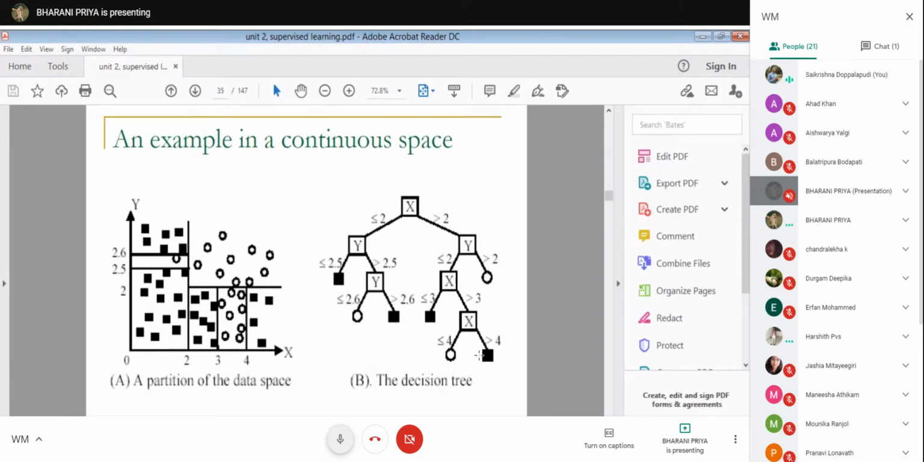Three classes. Continuous data into categorical data. Yes.